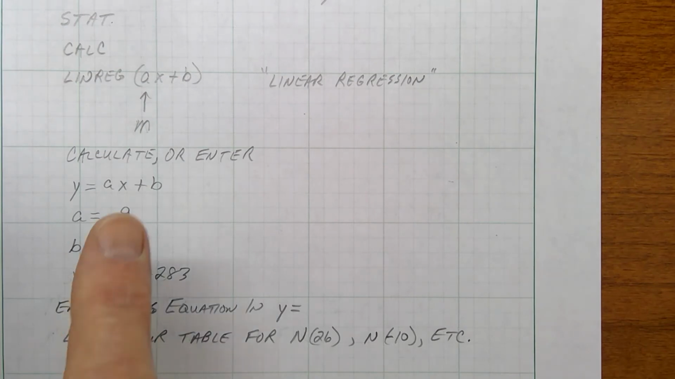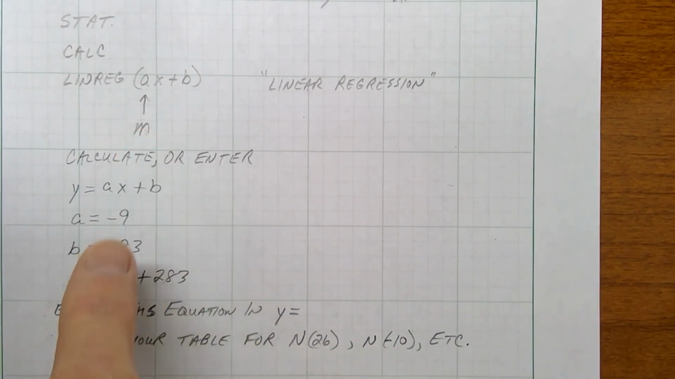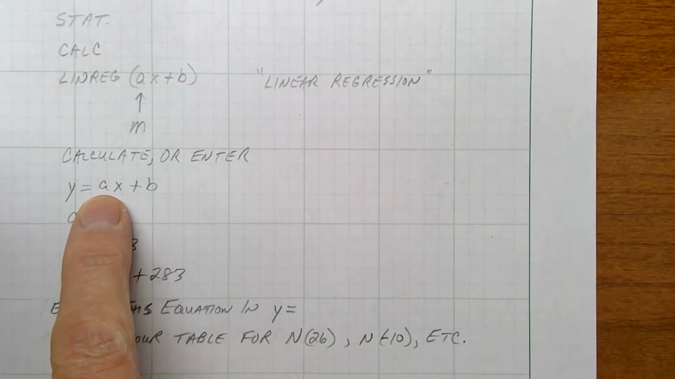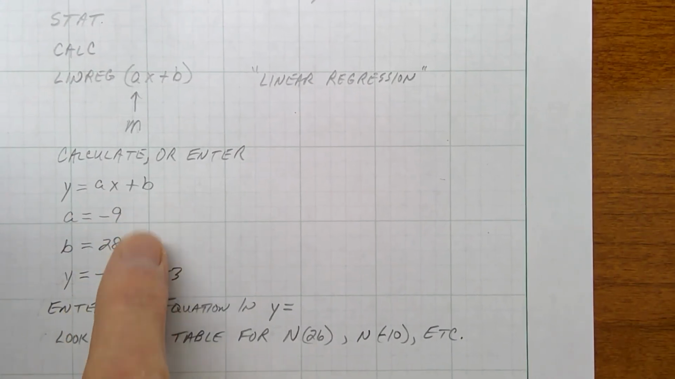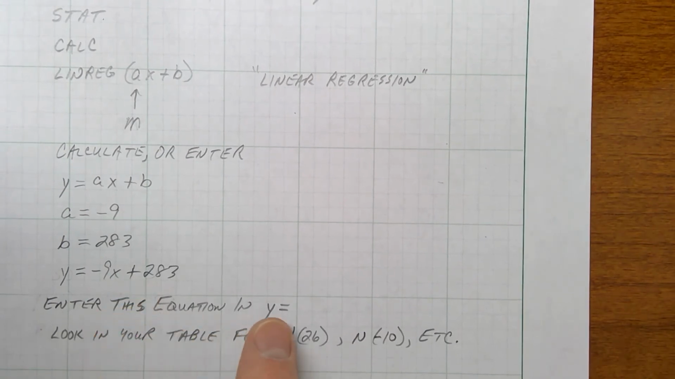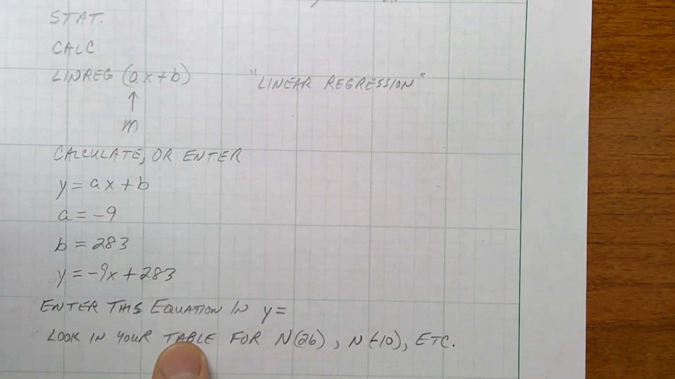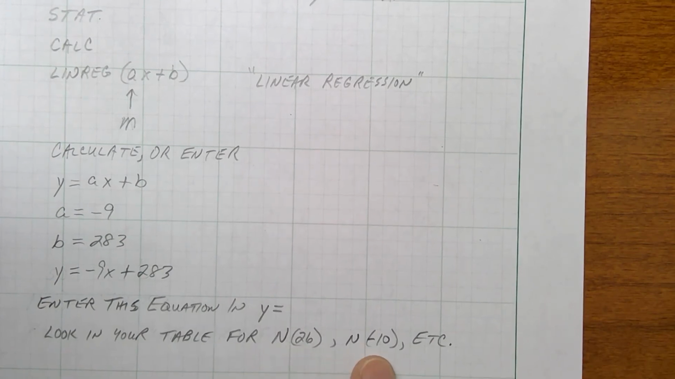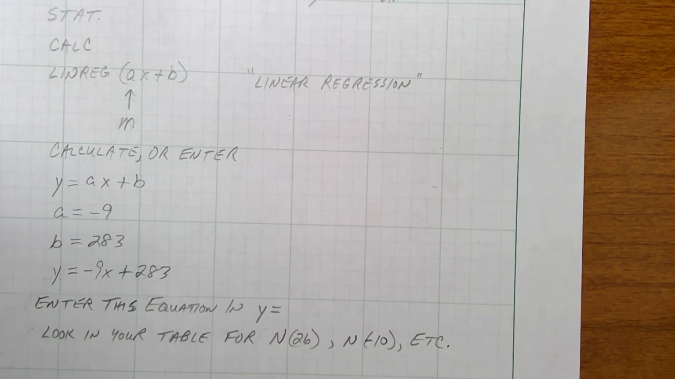All right, so there's all your instructions right there. You want a linear regression line. It's going to look like this. The -9 is your slope, goes in front of the x. 283 is your y-intercept. Put that into your y equals button, and then just look in the table for whatever you're looking for. 26 years later, 10 years before, whatever you're looking for.